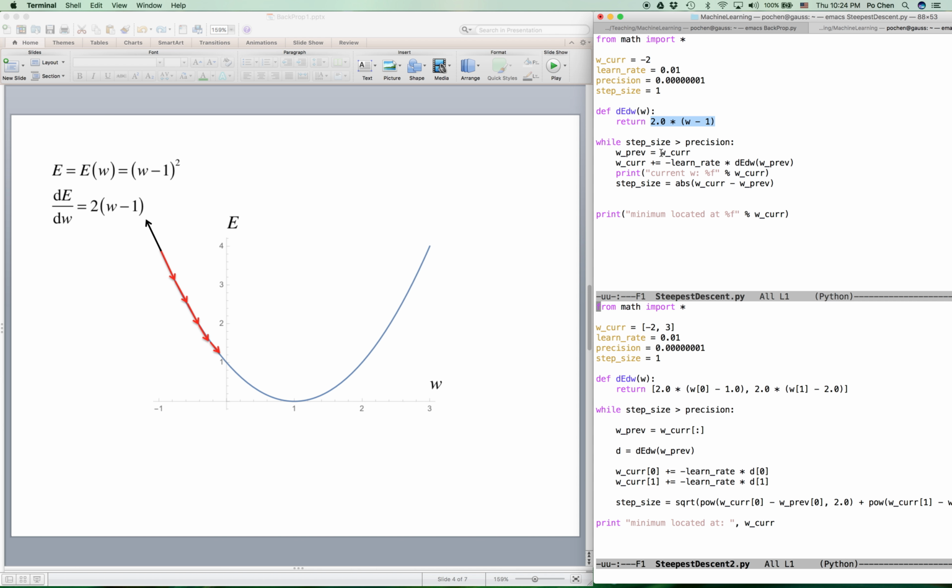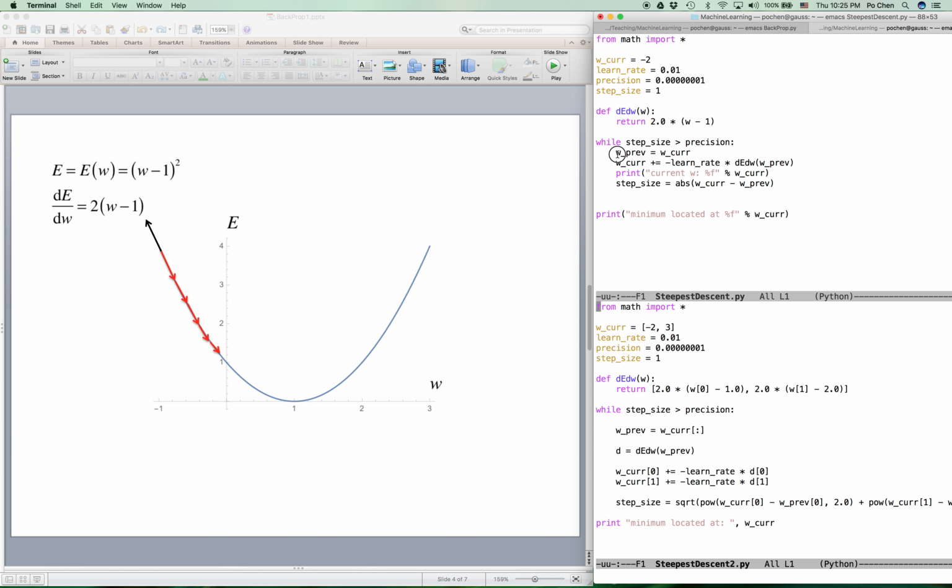And now we can write a loop, and this loop will keep iterating when this condition is true. So when step size, which started with a value of 1, is larger than the precision, which is fixed at this very small value, then these 4 lines of the code are going to keep iterating.